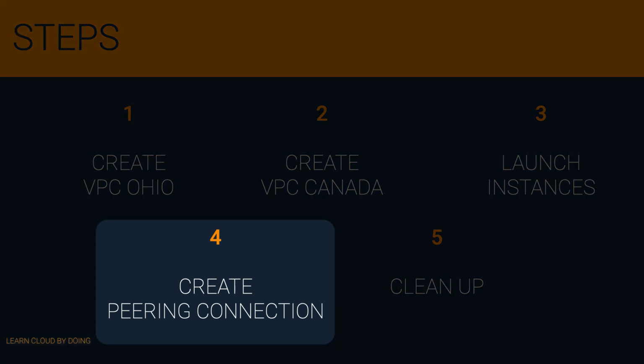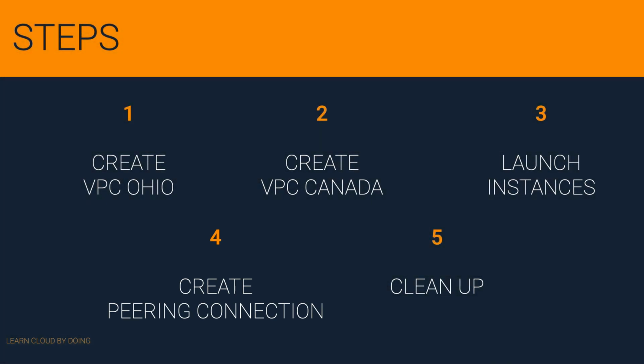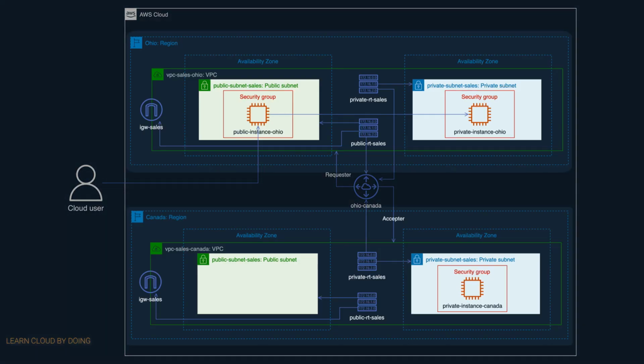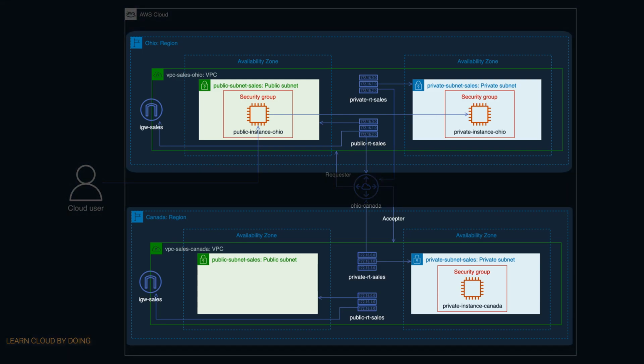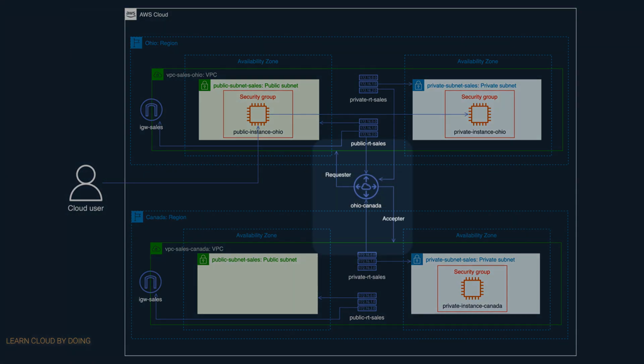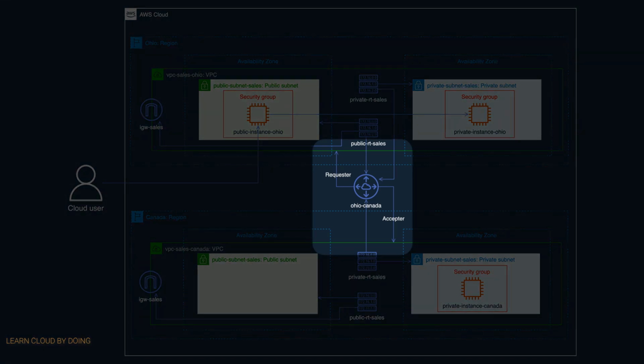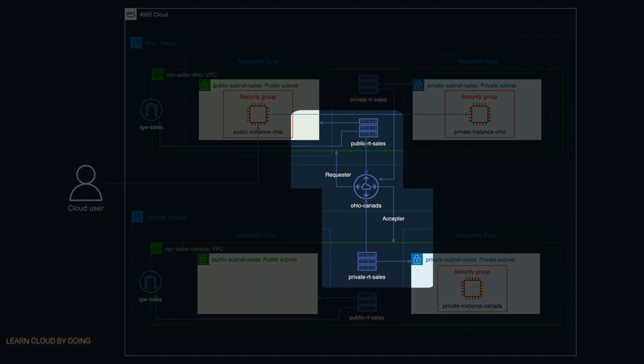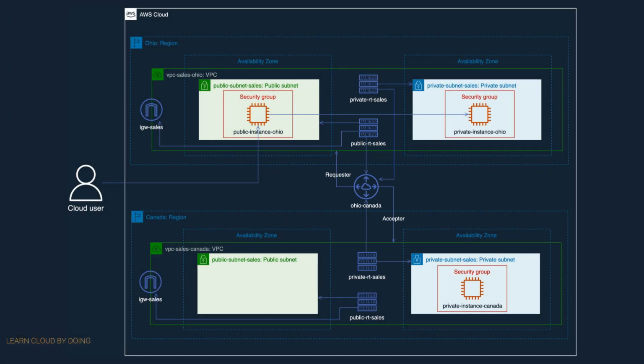Fourth step. Create peering connection. Back to your terminal, try to access the Canada private instance through your public Ohio instance. As you can see, that is not possible because there is no link between Ohio and Canada VPCs. This is the reason you need a peering connection. A peering connection creates an internal route between a pair of VPCs. This enables private instances to communicate as they were in the same network.